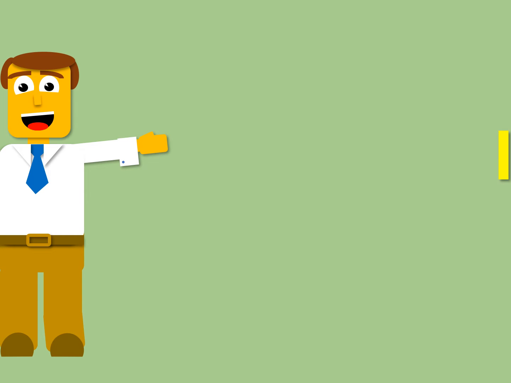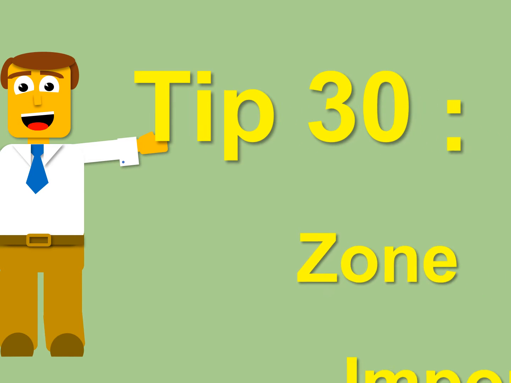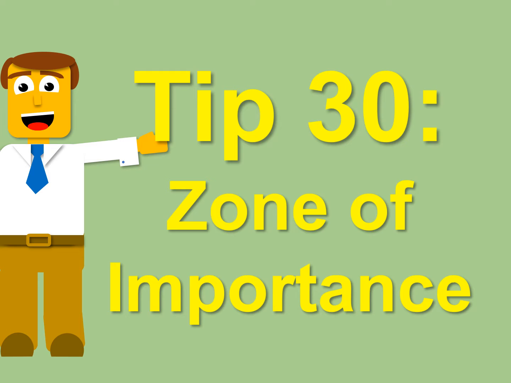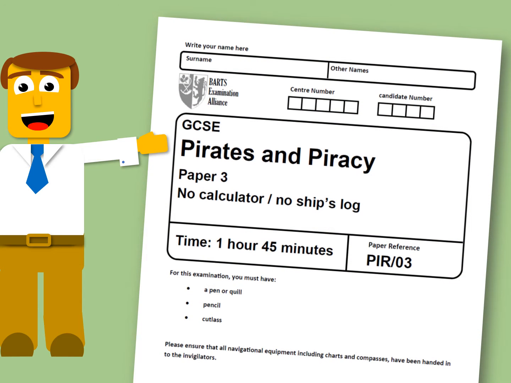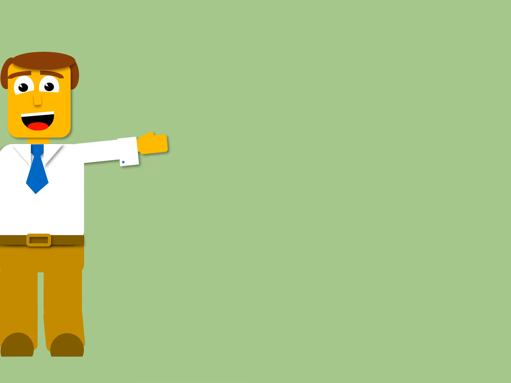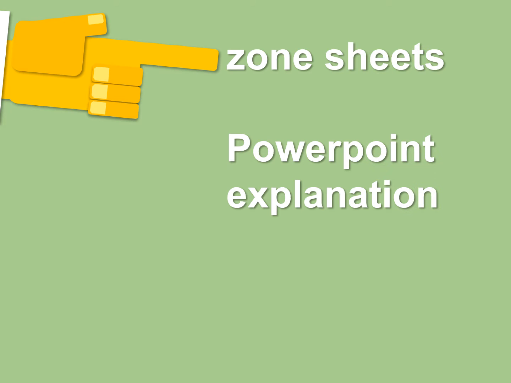This teaching tip is teaching tip number 30, Zone of Importance. As with all of the tips, they come from the GCSE, Barts Examination Alliance, Pirates and Piracy. Get on with it. For this one, you'll need some zone sheets. I'll show you what they look like in a moment.